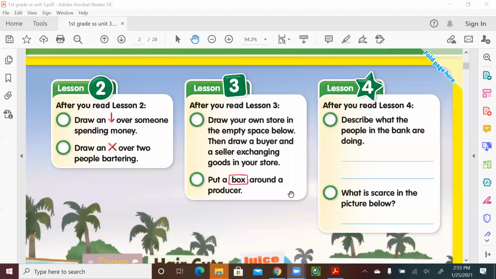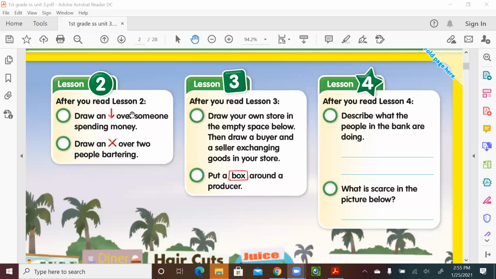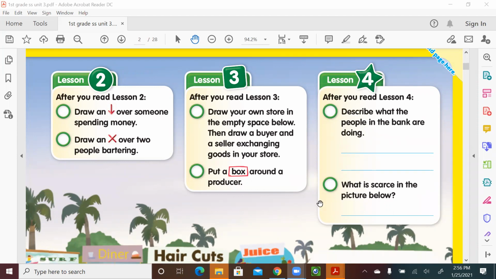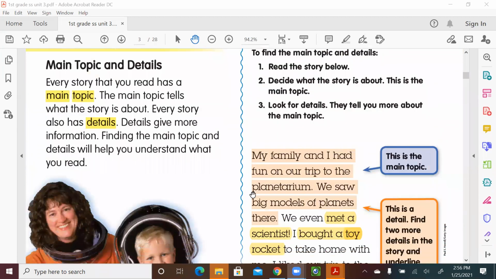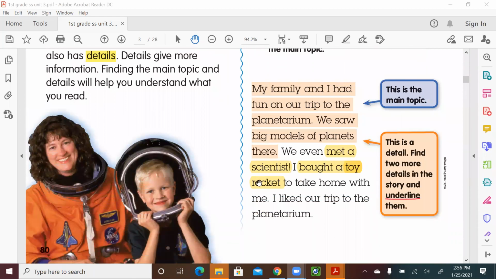So you come and you circle here, and then after we're done with lesson 2, we're gonna draw an arrow pointing down over some spending money, and then an X over 2 people bartering. Of course, we're gonna understand that when we cover lesson 2. And then lesson 3, draw your own store and put a box around the producer, because we'll be talking about buyer, producer, and seller. And then lesson 4, after you read lesson 4, describe what the people in the bank are doing and what occurs in the picture below. All right. So that we're gonna do after we finish lessons 1, 2, 3, 4.